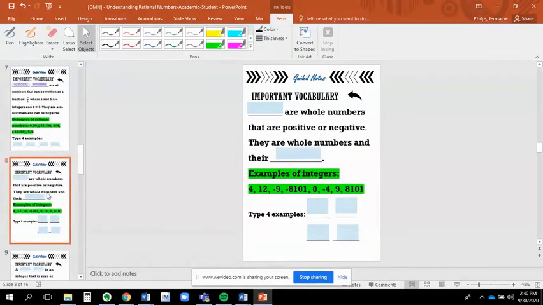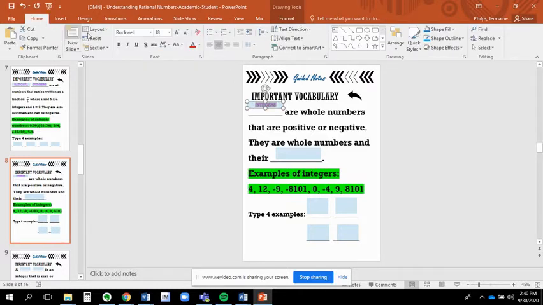Let's go to our next example. So blank are whole numbers that are positive or negative. Our answer to this is integers. Integers are whole numbers that can be positive or negative. They are whole numbers and their opposites.